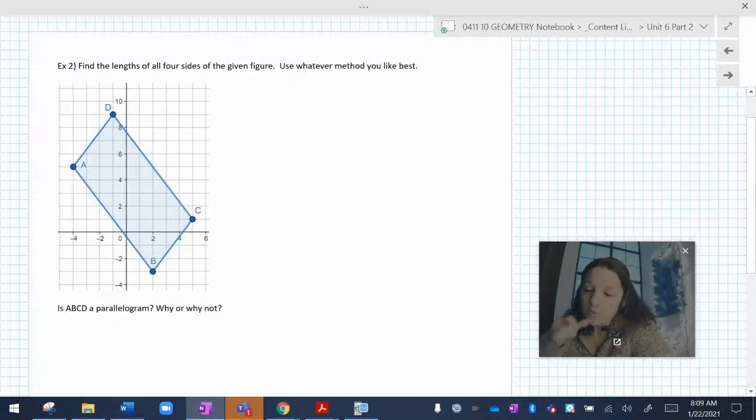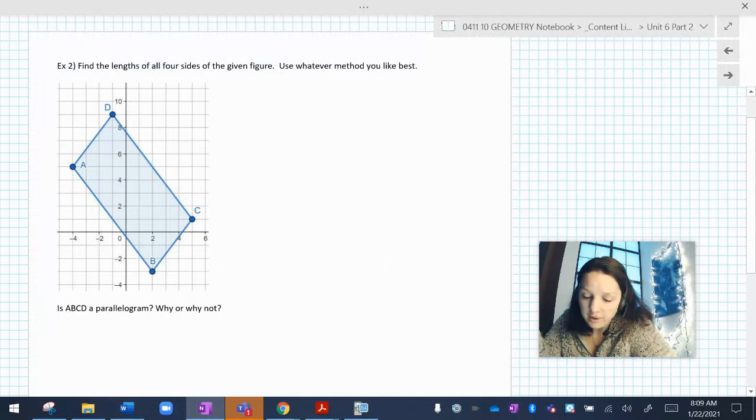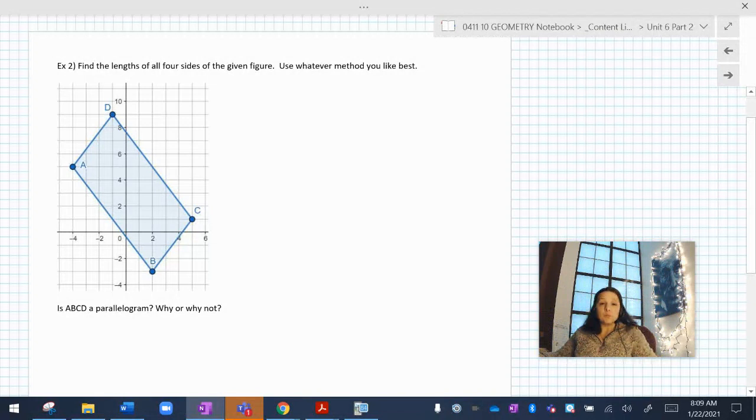So, find the lengths of all 4 sides of the given figure. Use whatever method you like best. Is it a parallelogram? Why or why not? So, this is how math often works, honestly: you put a picture down, you draw something, you go, okay, that looks like a parallelogram. Is it? I don't know. Let's find out. How am I going to know if that's a parallelogram? Well, if I'm looking at lengths, if the opposite sides are equal lengths, it's got to be a parallelogram. So that's what I'm looking for.